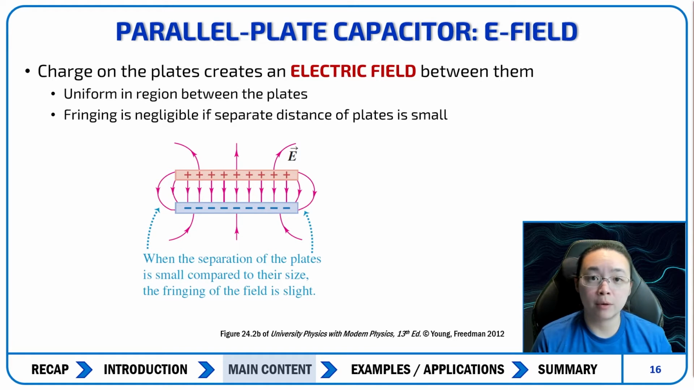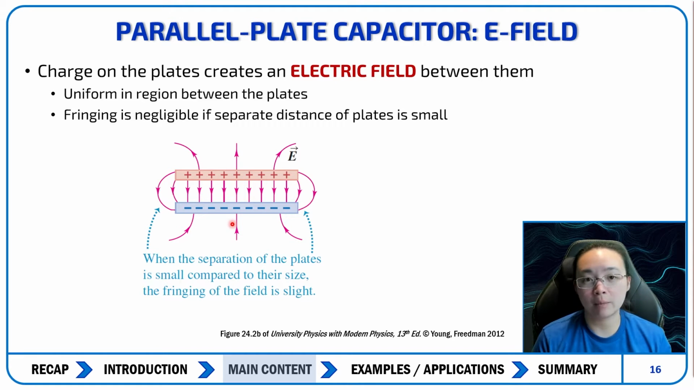Now, when we're taking a look at parallel plate capacitors, we also have to take a look at what happens to the electric field and what the electric field distribution looks like. The charge on the plates is going to create an electric field between them. There's going to be a uniform region of electric field between the two plates, which makes sense because in this example, the top plate is positively charged and the bottom plate is negatively charged. The electric field lines are going to go from the positive to the negative, so they go straight down.